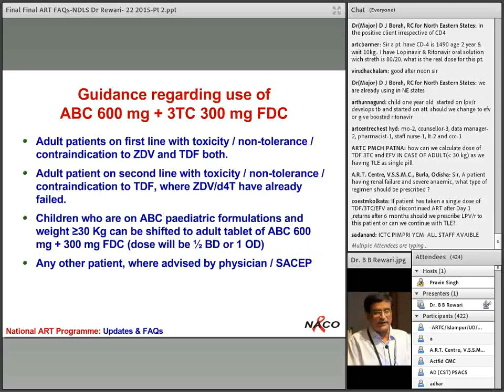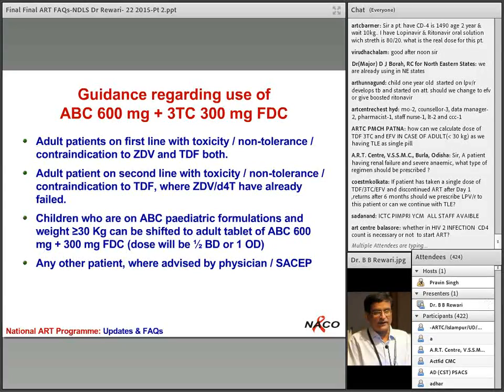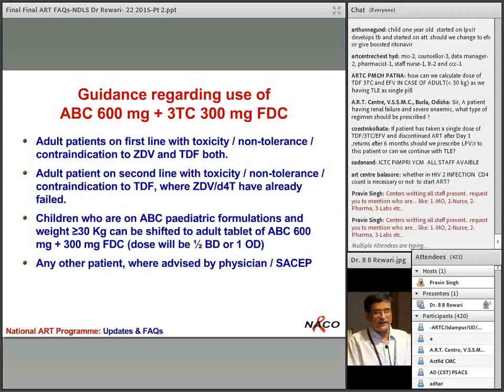This guidance has been sent that abacavir 600 plus 3TC 300, which is available in plenty at many centers and most of the SACs. Adult patient on first line with toxicity, non-tolerance, contraindication to both zidovudine and tenofovir. Not only either zidovudine or tenofovir, if there is a toxicity, non-tolerance or contraindication to both of them, then it can be used. Adult patient on second line with toxicity, non-tolerance, contraindication to tenofovir, where zidovudine, d4T have already failed. So you cannot put AZT back on this patient if there is a toxicity to TDF.